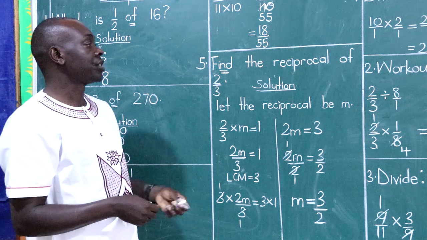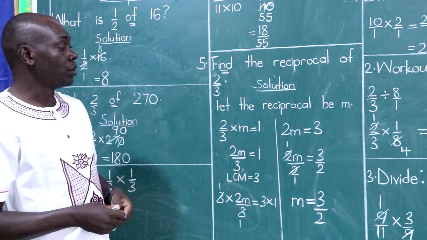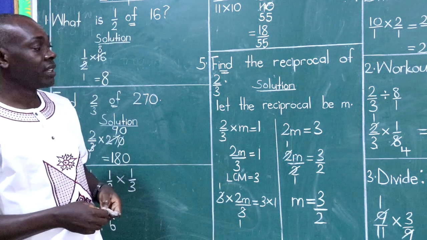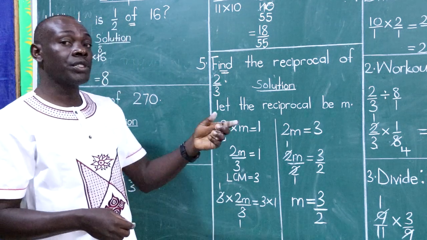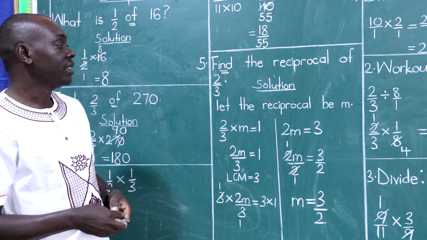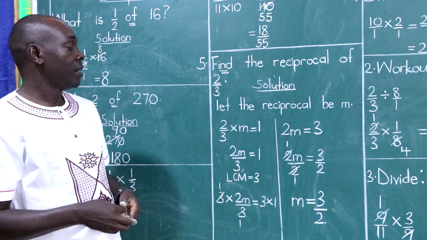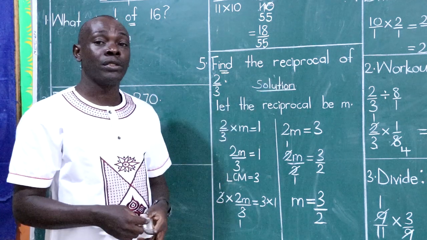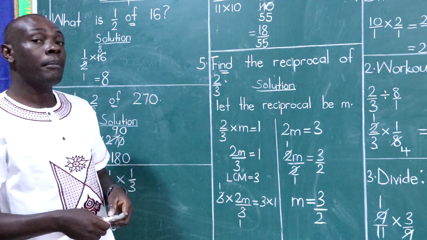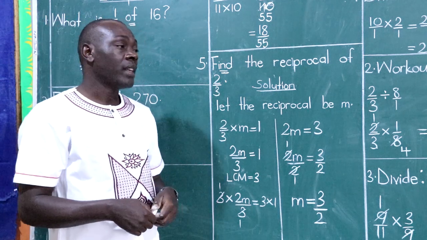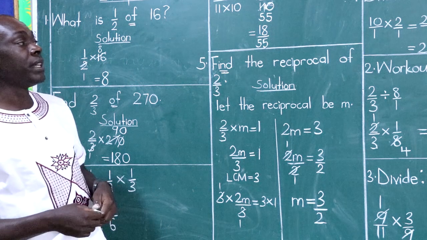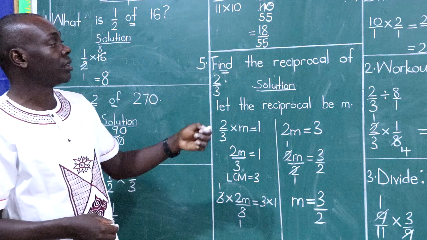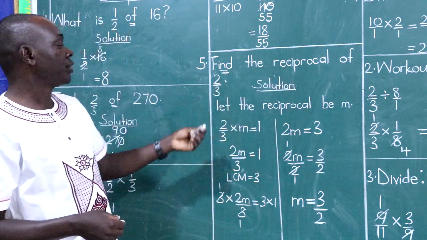Then, how is a reciprocal formed? One must know that a fraction times its reciprocal gets 1. A fraction times its reciprocal is equal to 1. So it's about multiplication. That's why a reciprocal is otherwise known as the multiplicative inverse. When I say find the multiplicative inverse of 2/3, I mean this very question: find the reciprocal of 2/3.